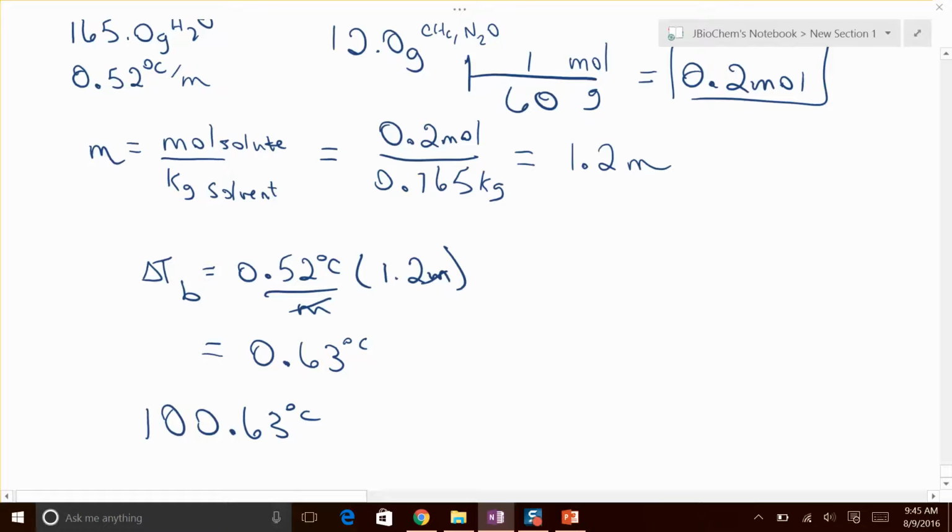And our 0.52 at the top, that's our KB? Yes. Okay. KB equals 0.52 degrees Celsius per molal.